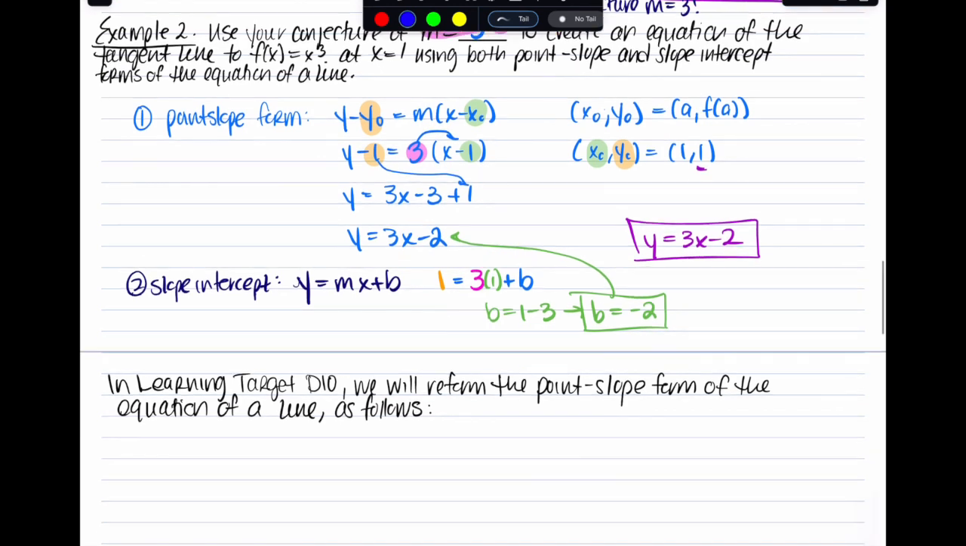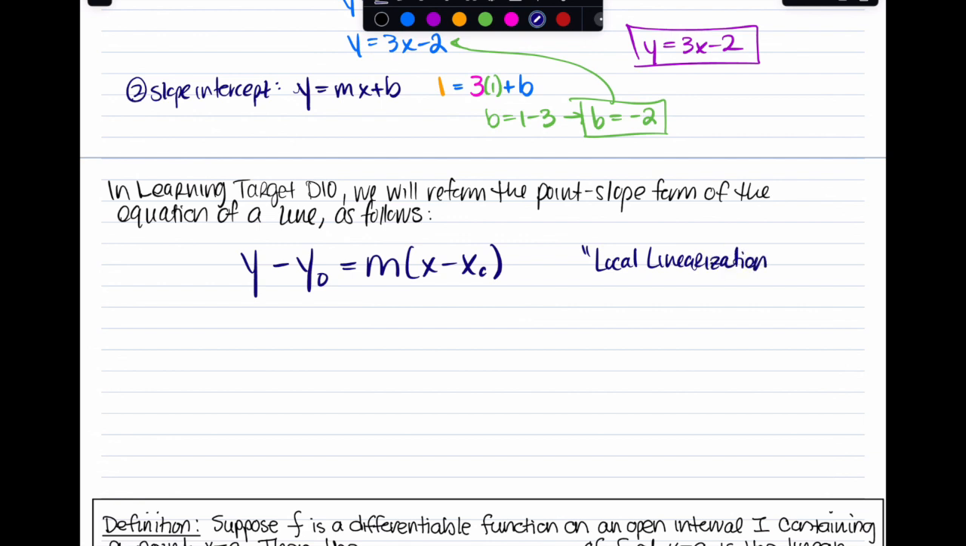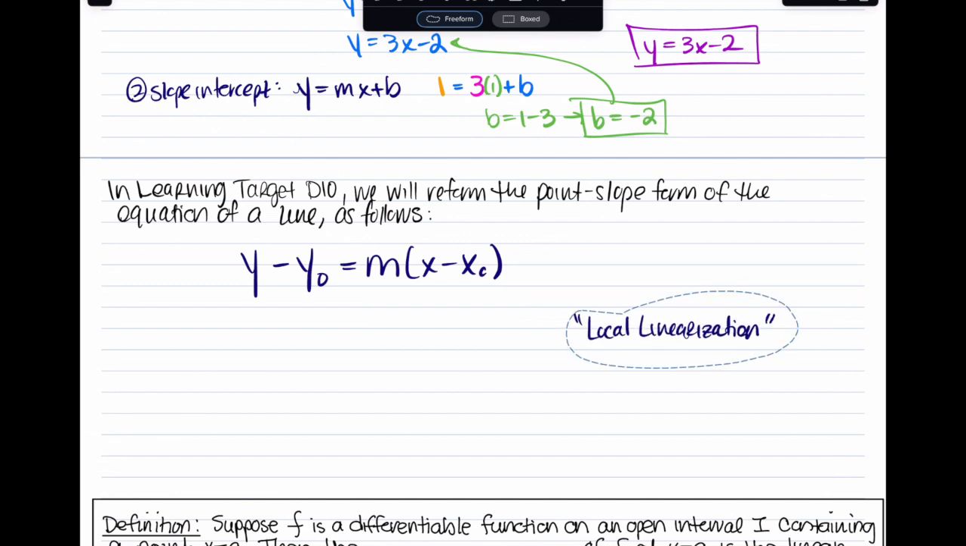So in Learning Target D10, we are going to actually take that point slope form of the equation of the line, y minus y naught equals m times x minus x naught, and we're going to reform it. And we're going to call it the local linearization. We're just taking something and renaming things, basically.